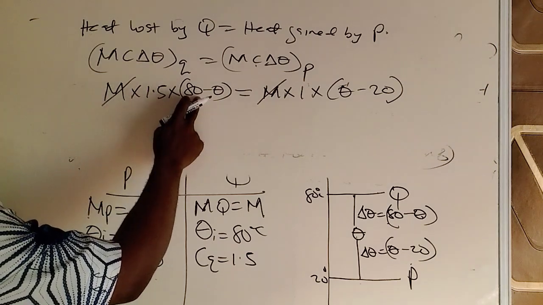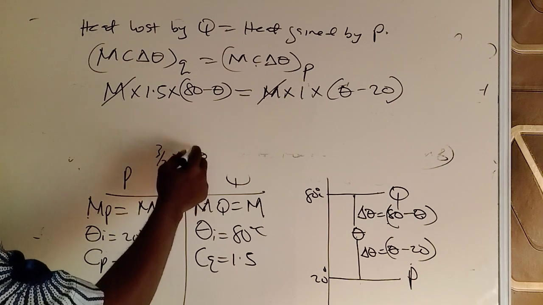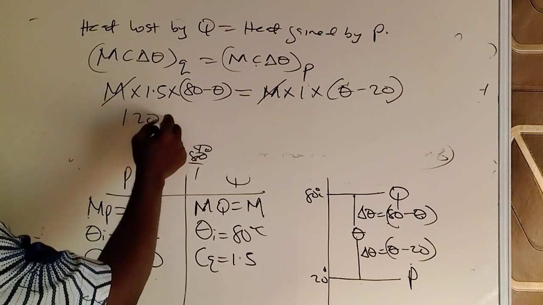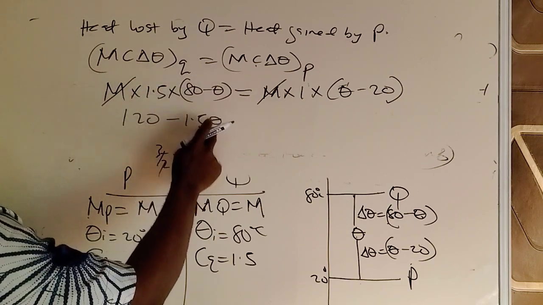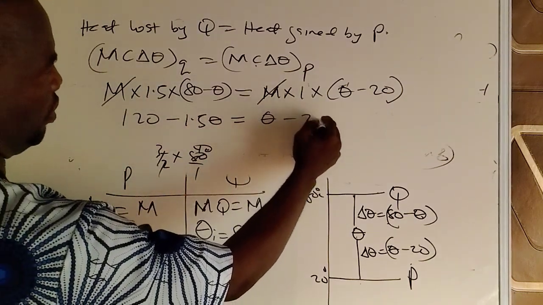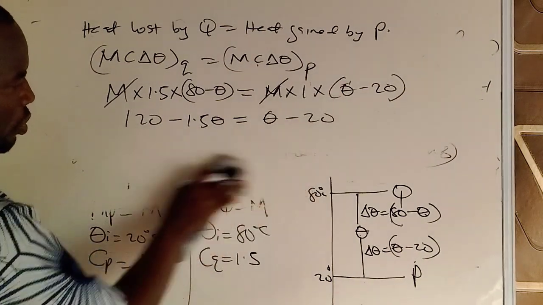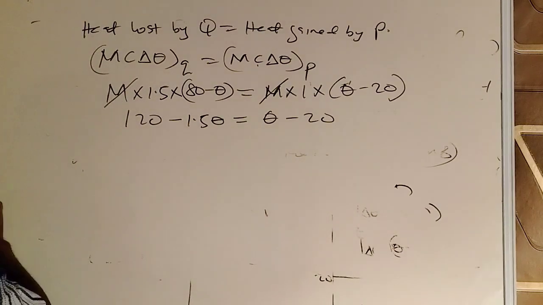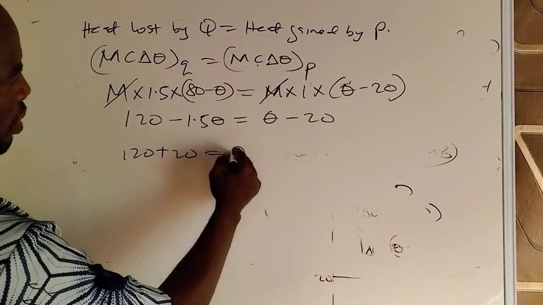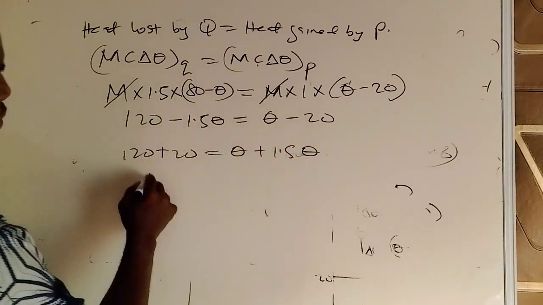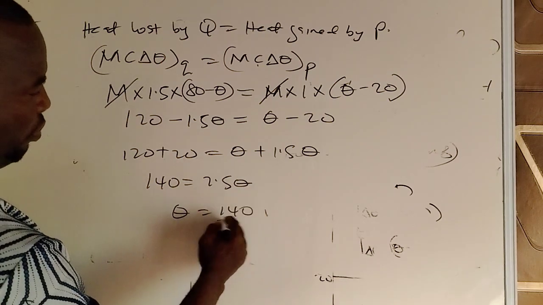With the bracket, 1.5 times 80, 1.5 being 3 over 2 in fraction, times 80, that gives you 120 minus 1.5 theta. If you open the bracket, this multiplied by that, equals theta minus 20, because this is 1. We'll collect like terms now. We can transfer 120 plus 20 to this side, and then theta plus 1.5 theta. That gives us 140 equals 2.5 theta. Theta now becomes 140 divided by 2.5.